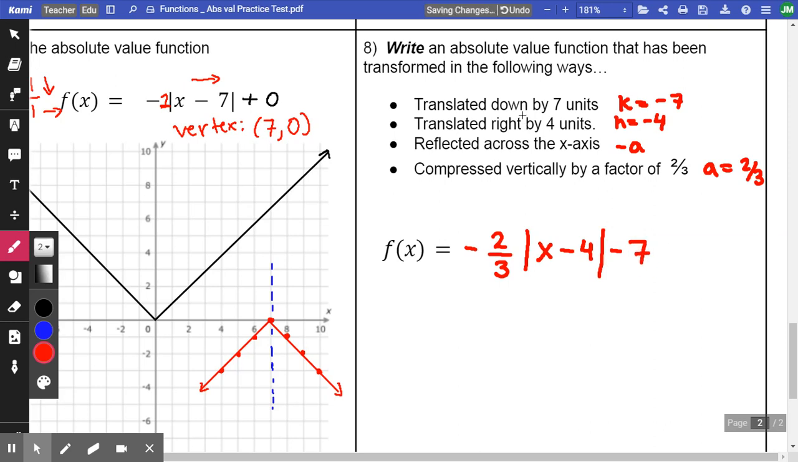All right, so if you're unsure about this, let's review again. Translated down by 7 units, okay, that's k equals -7. Translated to the right by 4 units. Opposite of this is 4 units to the right. Reflected across the x-axis, we have a negative here. And compressed vertically by a factor of 2/3, a is equal to 2/3. So this is going to be my answer.